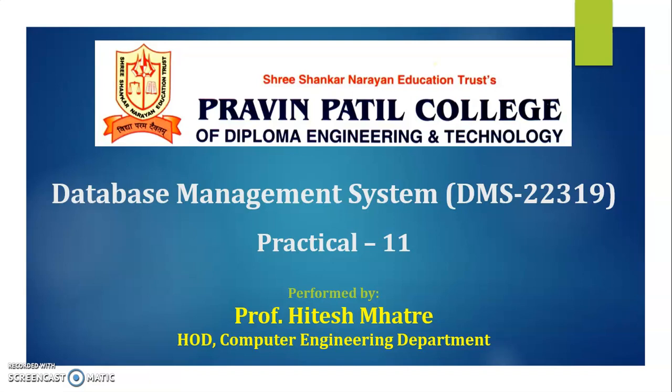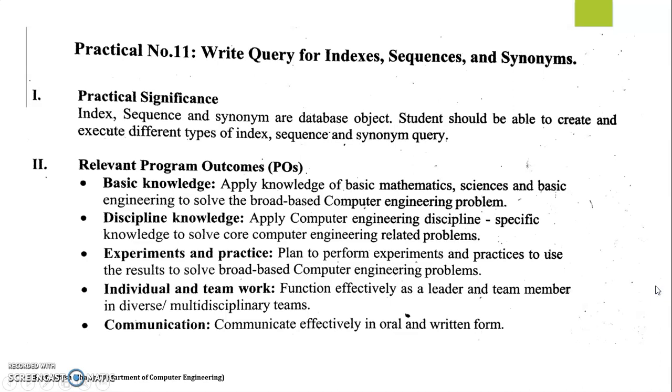Today we are going to learn about practical number 11 of Database Management System. Practical number 11 is about writing a query for indexes, sequences and synonyms. The practical significance: index, sequence and synonyms are database objects. Students should be able to create and execute different types of indexes, sequence and synonyms queries.